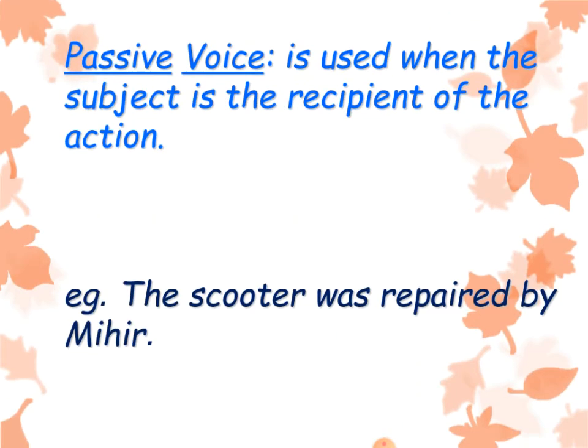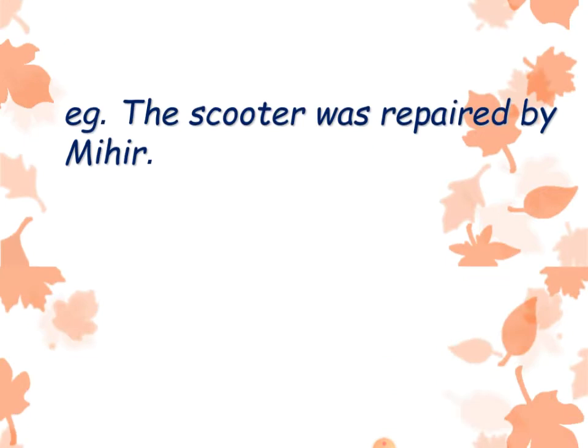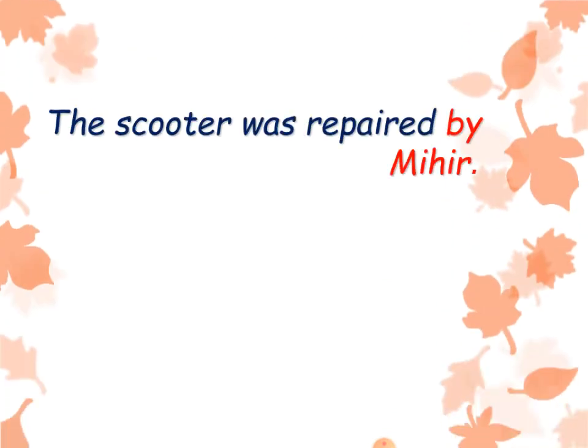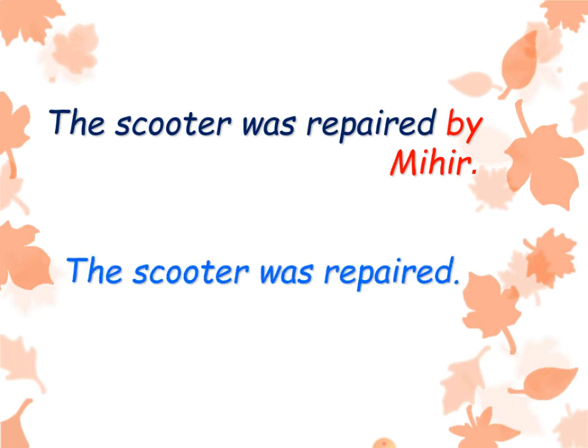When the action and the receiver of an action is more important than the doer of the action, we use passive voice. For example, the scooter was repaired by Mihir. Here the importance is the repairing of the scooter. Repaired by whom is not your concern. So, the scooter was repaired by Mihir. You can also say the scooter was repaired.